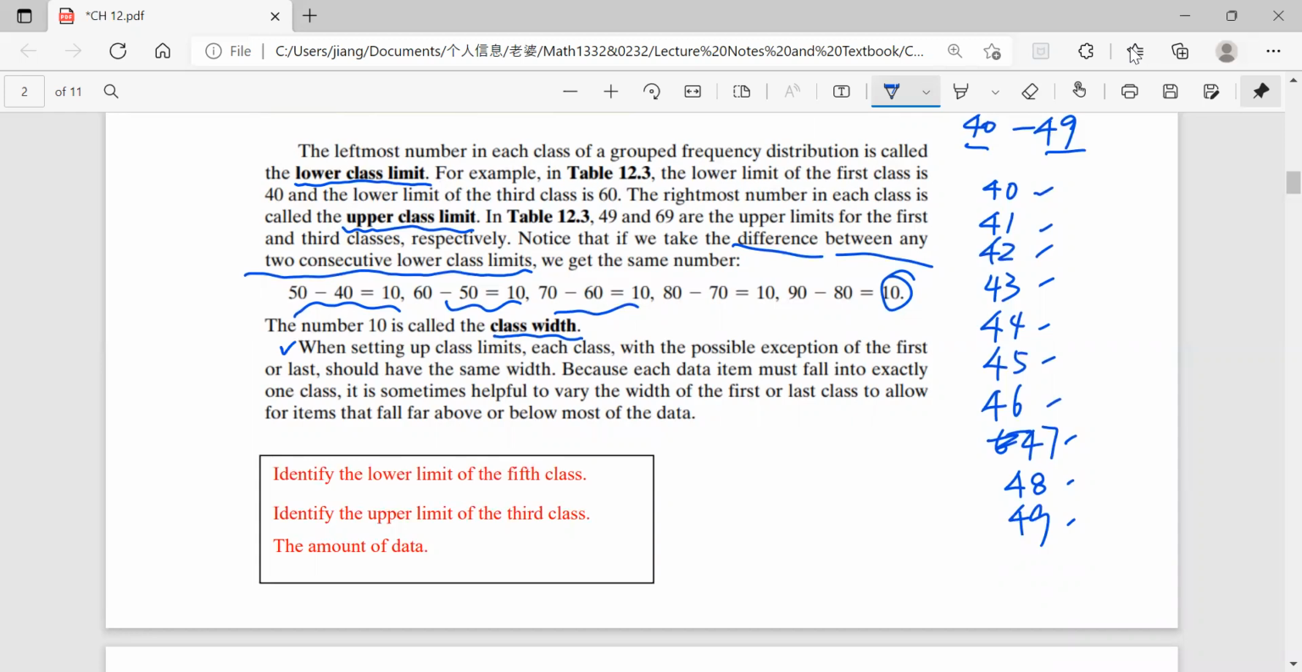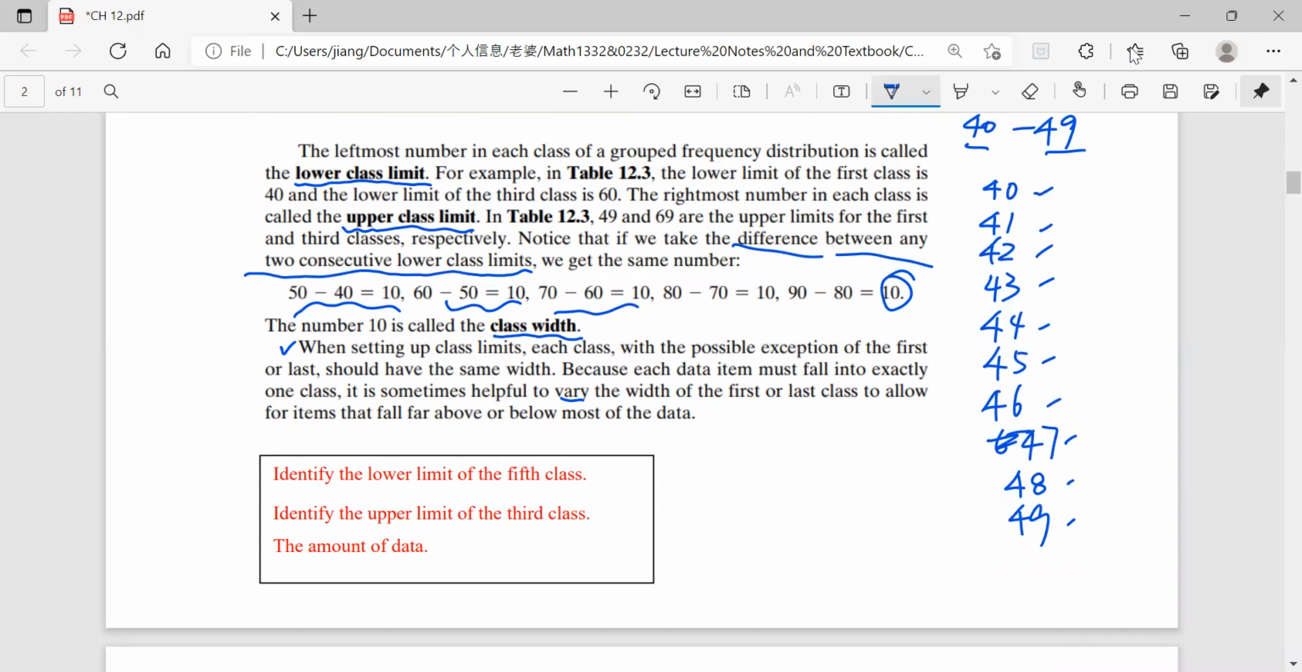Yes, you can't have a data item fall into different classes. It is sometimes helpful to vary the width of the first or last class to allow for items that fall far above or below most of the data.